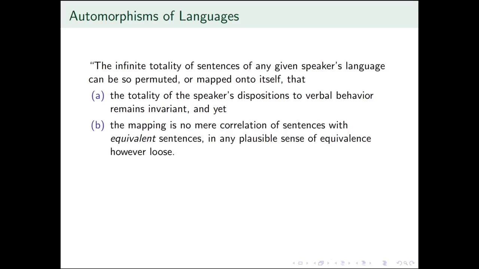"And yet (b) the mapping is no mere correlation of sentences with equivalent sentences, in any plausible sense of equivalence, however loose." We could imagine some function that takes sentences in the active voice and transforms them into the equivalent sentences in the passive voice, or replaces words with some synonyms to those words, and those functions will take sentences to sentences that are loosely equivalent to the original sentences. So that's not what Quine is interested in here.